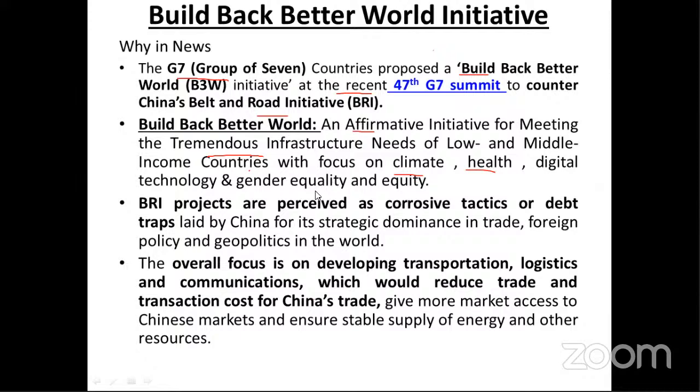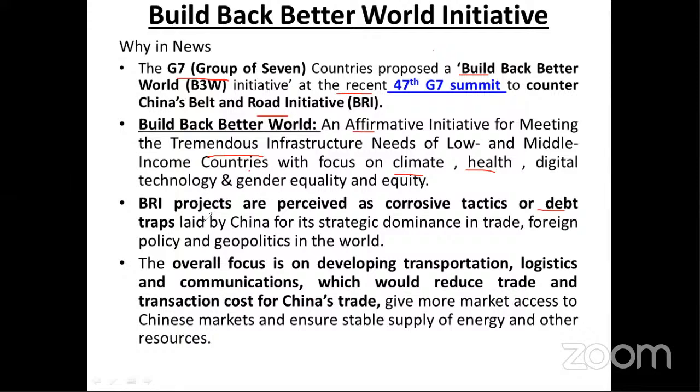Now, this is called the Belt and Road Initiative of China, perceived as a corrosive tactic. It is called a corrosive tactic or debt trap, and it is used by China. China offers infrastructure development.